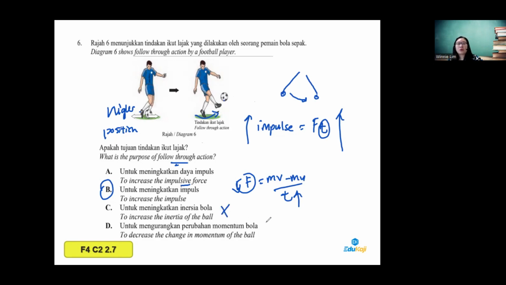Then increase the inertia, also not correct. Decrease the time, also not correct.